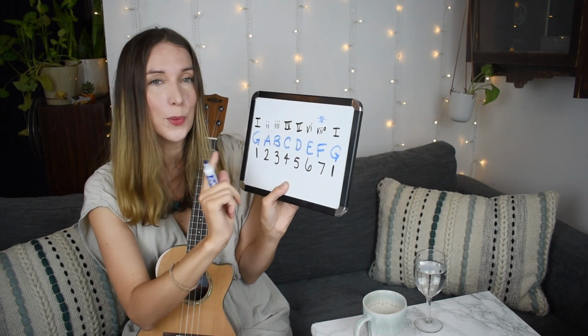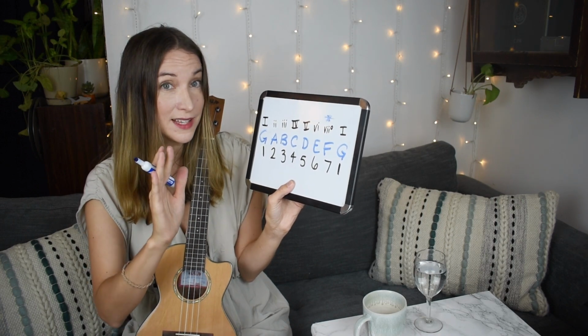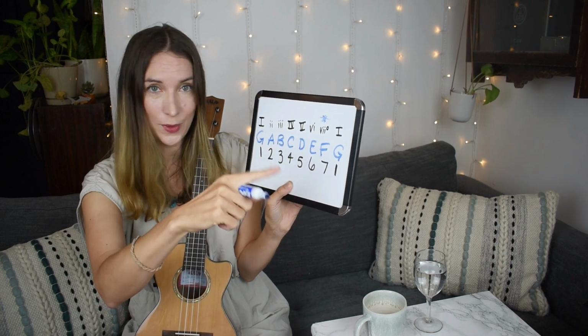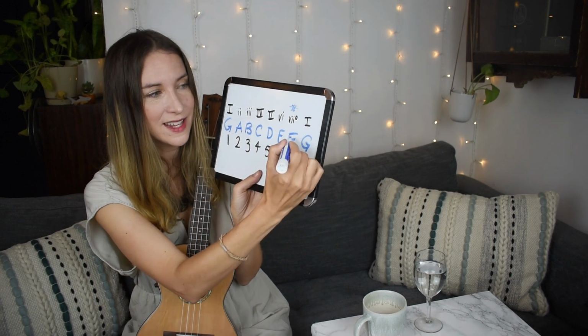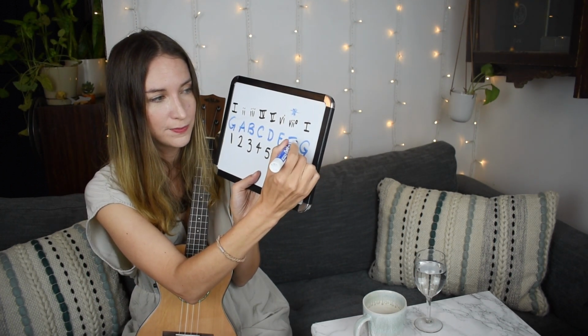One caveat, so we're not going too much into all of our whole steps and half steps now, but because I know my major scale is built on whole, whole, half, whole, whole, whole, half, I know that in order for it to truly be a major scale, I need this to be an F sharp.